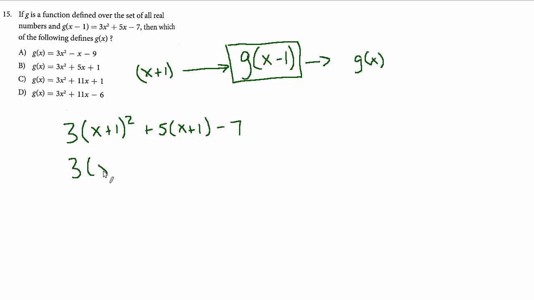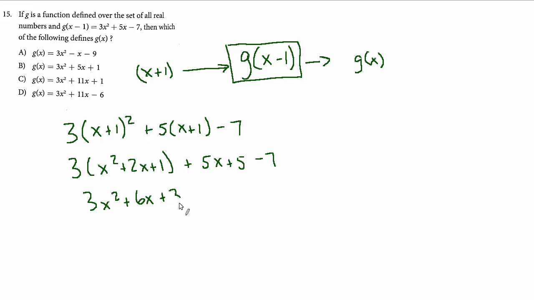So 3 times x squared plus 2x plus 1 plus, and now we distribute the 5x plus 5 minus 7, and now we distribute the 3, so 3x squared plus 6x plus 3 plus 5x plus 5 minus 7, and now we combine like terms, so 3x squared plus 11x plus 1, and that's answer choice C.